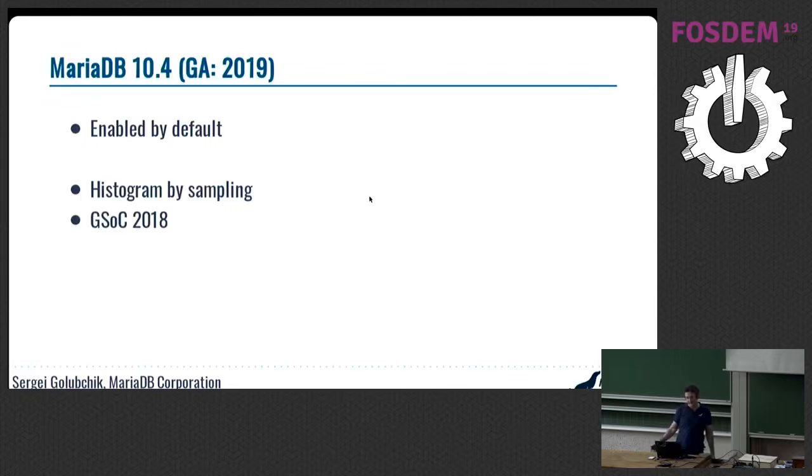In a few months, MariaDB 10.4 will become GA, where this engine-independent statistics feature is enabled by default, which is basically the main reason why I'm giving this talk. So if you start upgrading, you should know this is enabled by default. You don't need to do anything anymore. Everything will just automatically and magically be faster. MariaDB 10.4 also collects histograms by sampling, by skipping values, so that analyze table will be fast. In MariaDB before 10.4, analyze for engine-independent statistics was slow. This was the reason why it wasn't enabled by default. And this feature was mostly implemented as a Google Summer of Code project last year.